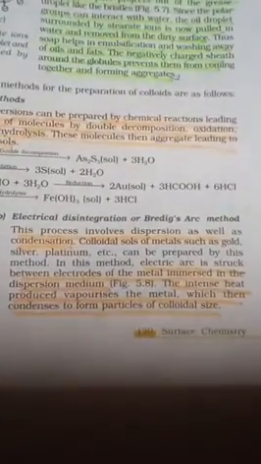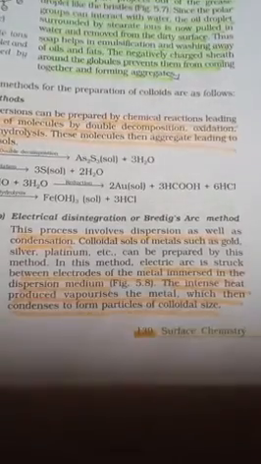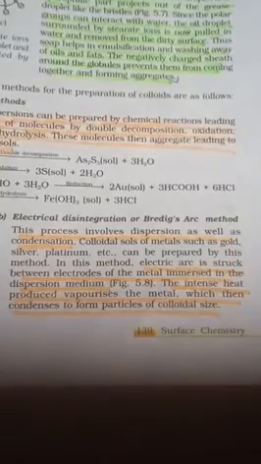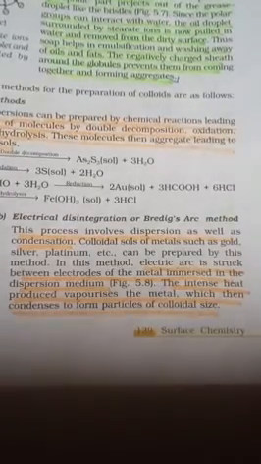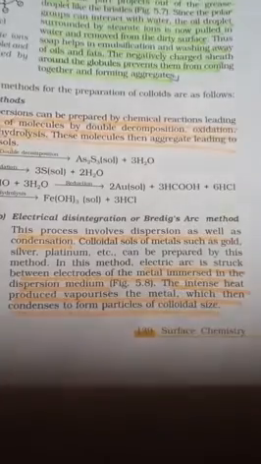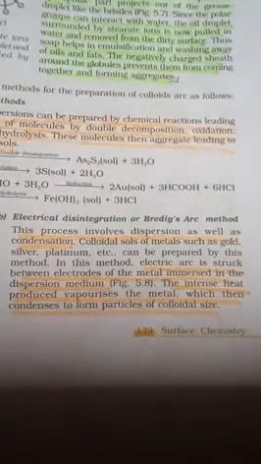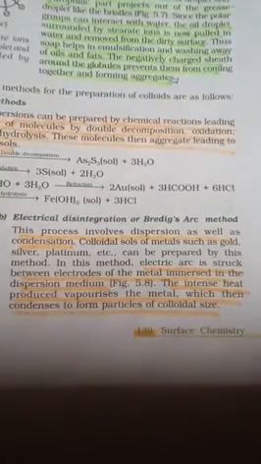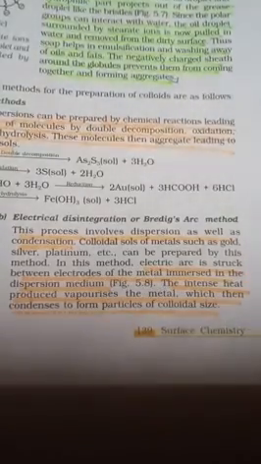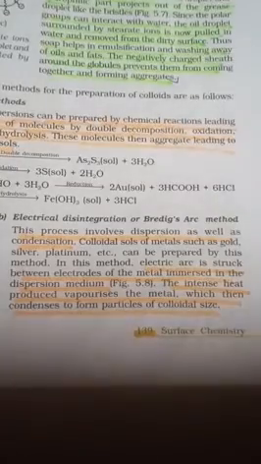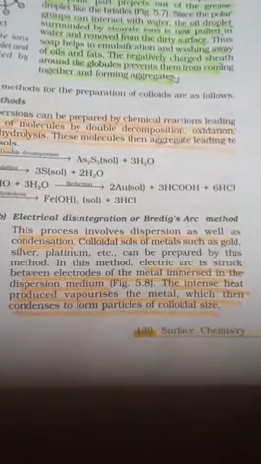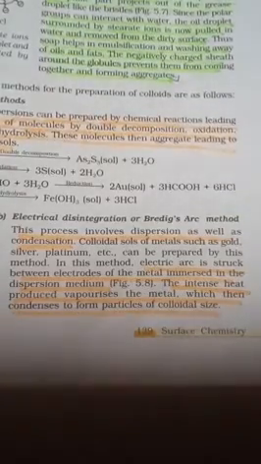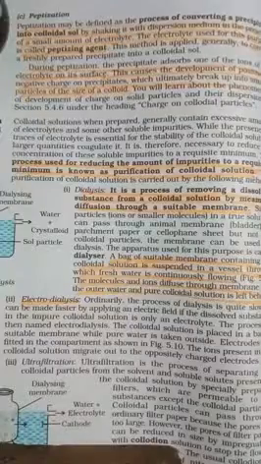So let us read it out again. In this process, the process involved dispersion as well as condensation. That means the first step is dispersion, the next step is condensation. So through this method we can prepare gold sol, silver sol, platinum sol. In this method the electrical arc is struck between the electrodes of the metal immersed in the dispersion medium. The intense heat produced vaporizes the metal, which then condenses to form particles of colloidal size.